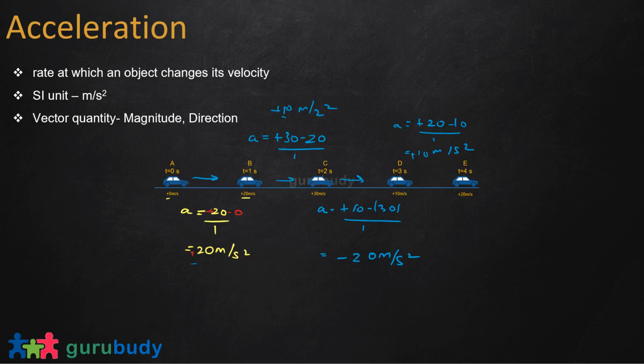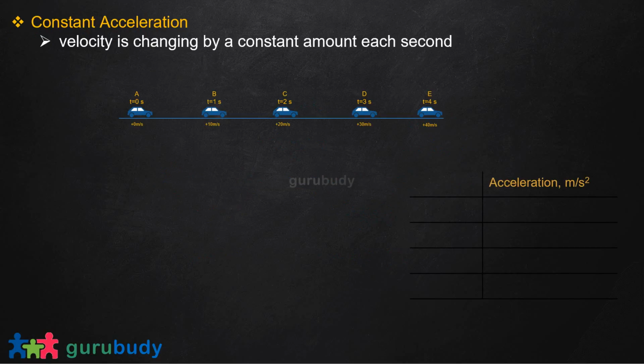Now the unit of acceleration is meter per second square, and you can easily calculate acceleration by change in velocity upon time. Let's see what's meant by constant acceleration. What is the motion like when an object is traveling with constant acceleration? We know velocity and acceleration are connected. So acceleration is change in velocity upon time.